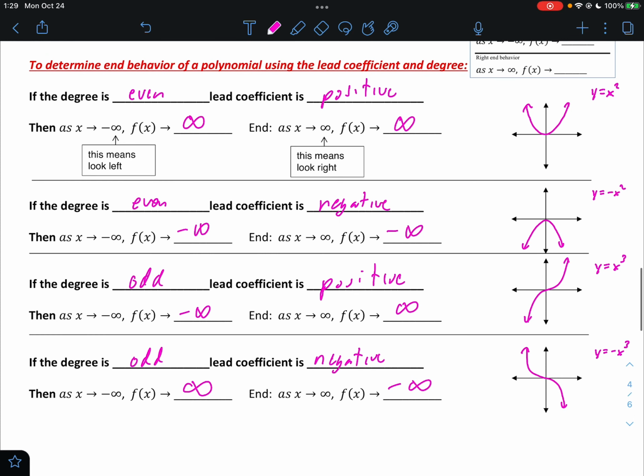So your end behavior, you always got to think about these two words, the degree and the leading coefficient. And once you know that, you should know, well, which of these four should the graph look like? And then you can kind of picture the end behavior from there.